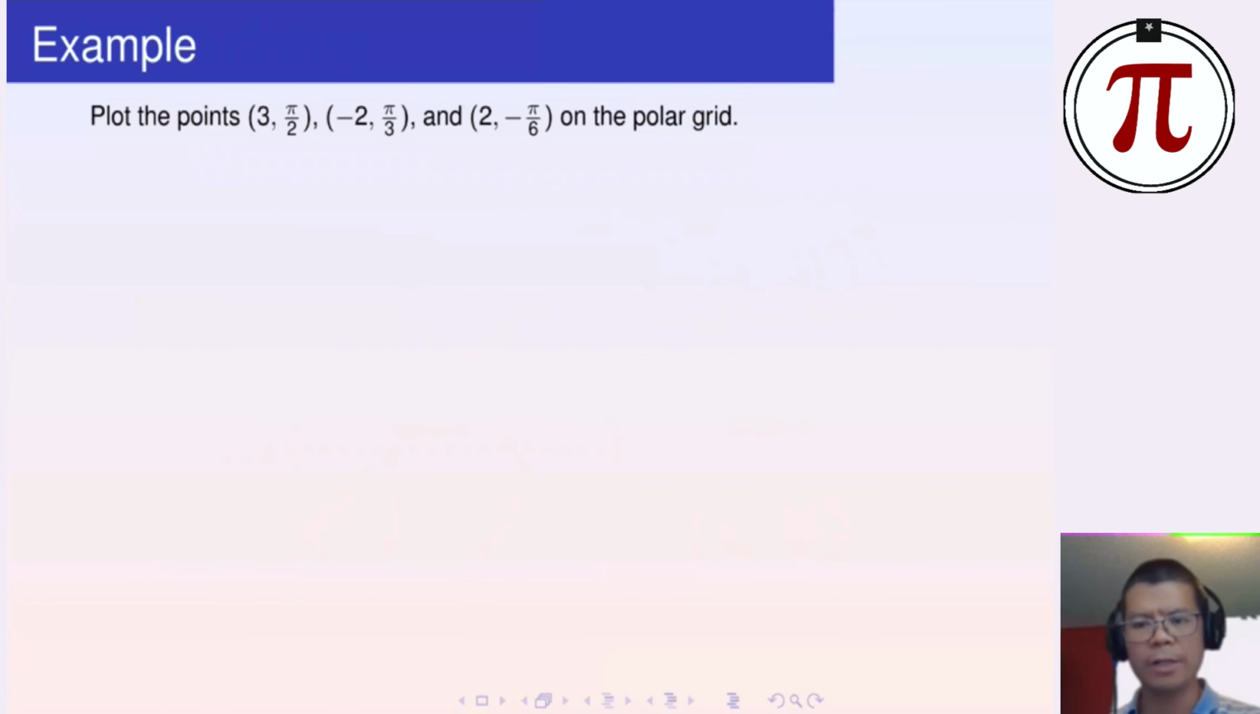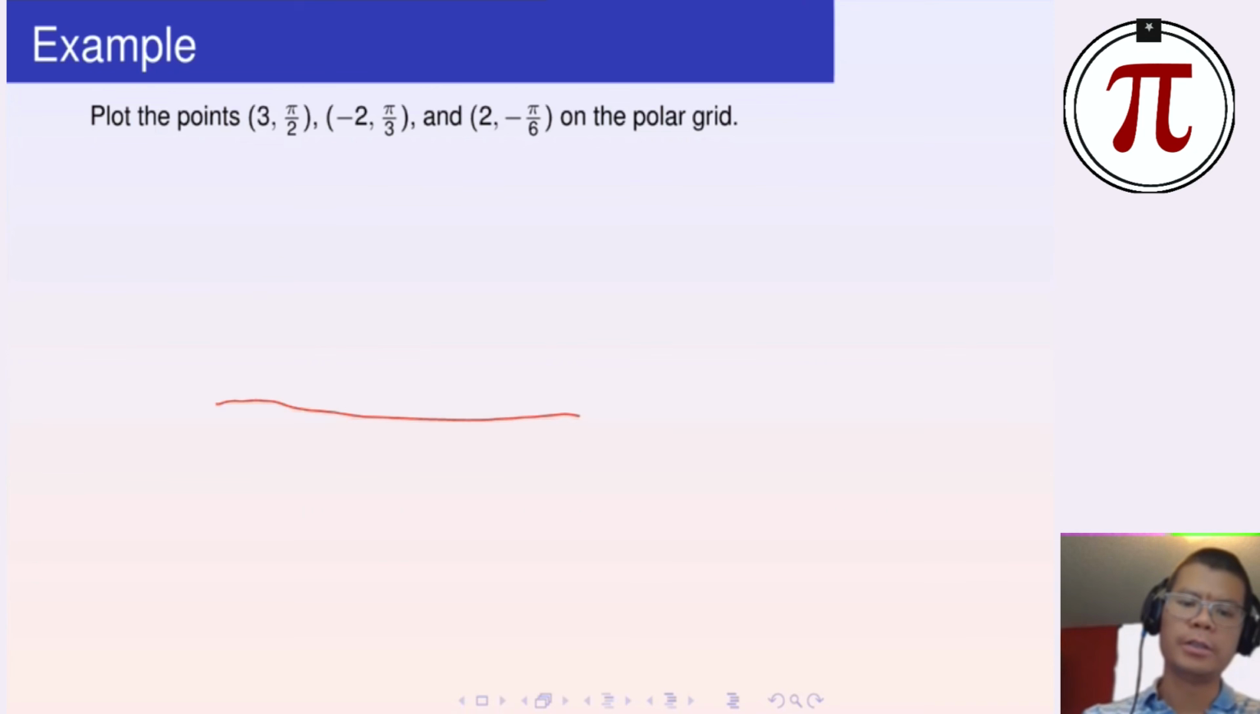Consider Mustafa. Can you read for us, please? Plot the points 3 pi over 2, negative 2 pi over 3, and 2, negative pi over 6 on the polar grid. Very good. All right, let's do that. Let's just draw a polar grid here.